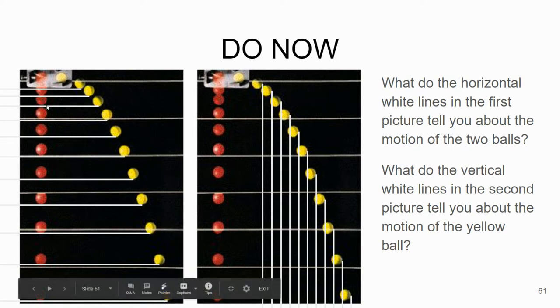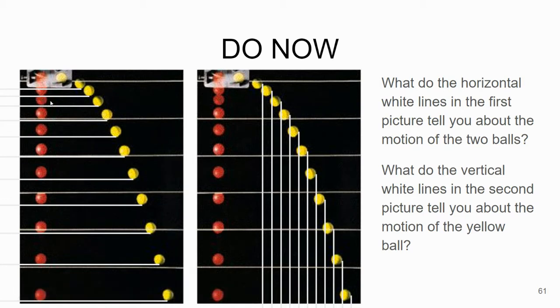So if we're looking at this over here, the fact that it's the same lines means that both of the balls are falling downwards in the same way. And the fact that the yellow ball is going sideways is not affecting the way that it is falling downwards.